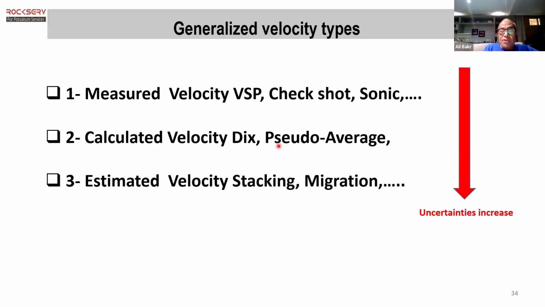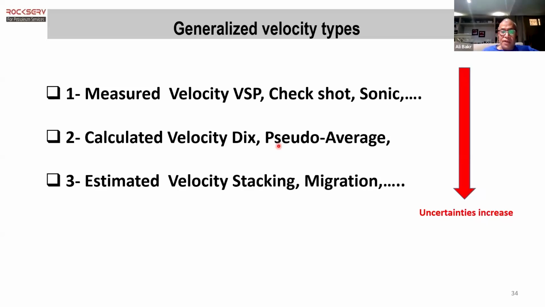Now, category number 3, which we started with in our lecture, is estimated velocity, where we estimate the stacking velocity, we estimate the migration velocity, we estimate the dip moveout in the processing. So it's a kind of estimation. Now, rank in your mind that if you have sources of velocity, you have to rank them this way. Which of them are measured? Which of them are calculated? Which of them are estimated? Now, if you have all three, then you can make a mix of the three in order to have a very nice velocity model.